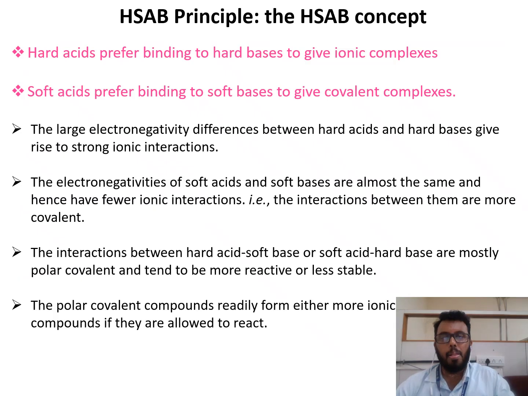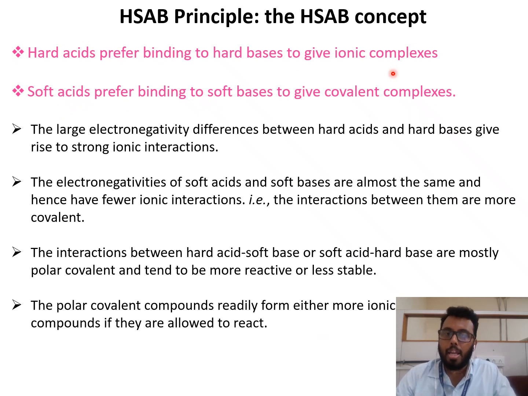Write any two examples. Now let's move on to the HSAB principle. From an exam point of view, they will usually ask you to write the HSAB principle and any two applications. So I will share some of the applications; you can choose any two and explain. So this is the principle. As I told before, hard acids prefer binding to hard bases to give ionic complexes. Soft acids prefer binding to soft bases to give covalent complexes. So you can determine whether the complex is ionic or covalent in nature based on this interaction. So when it is soft, then it will be covalent.